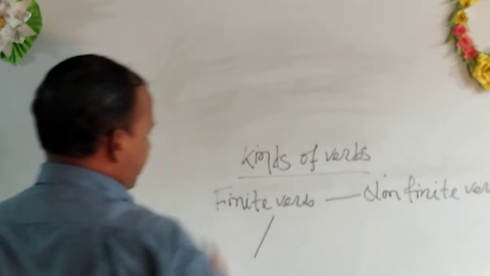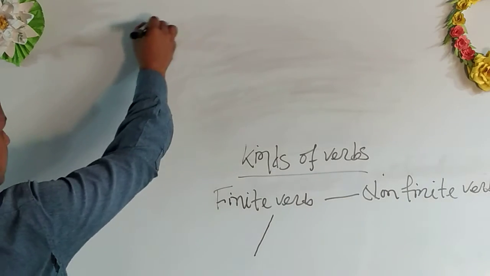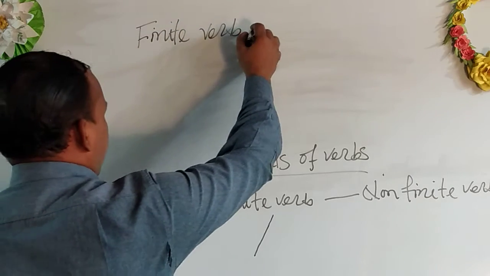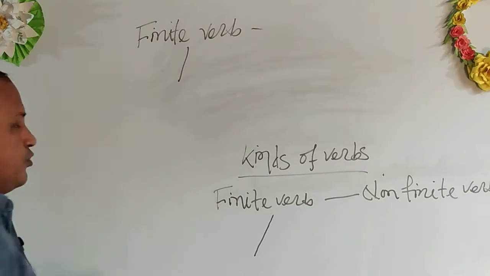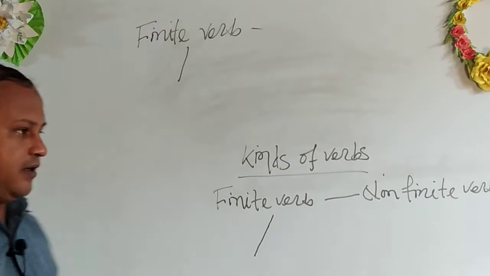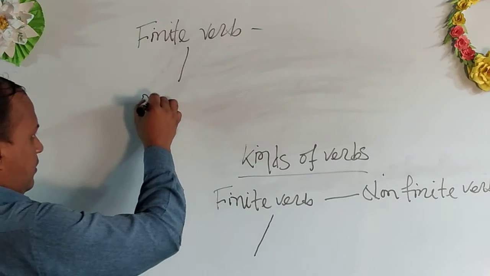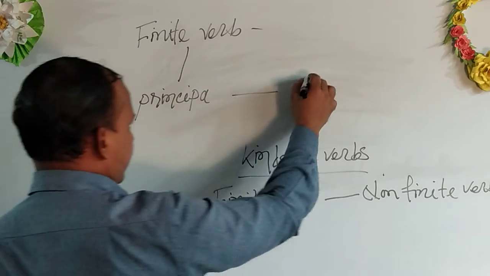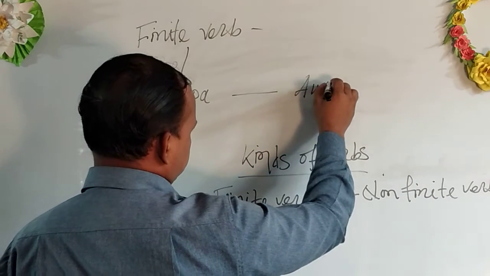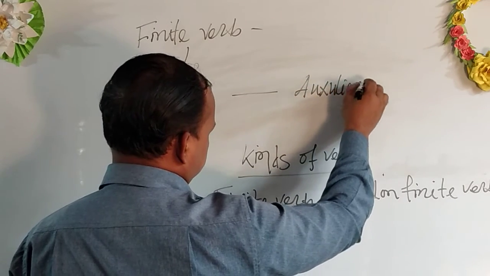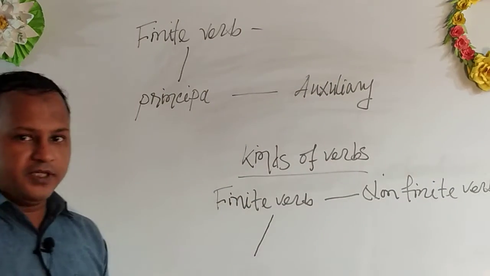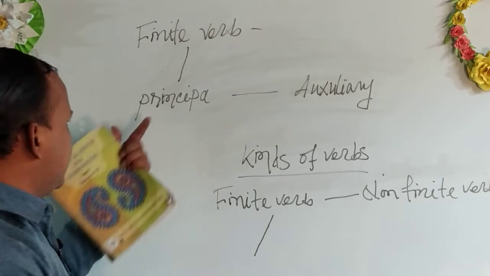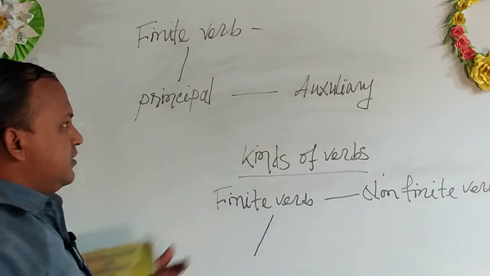Have a look, please. Finite verbs have two parts, two kinds: the principal verb and the auxiliary verbs.